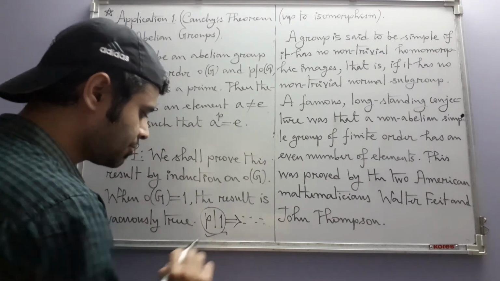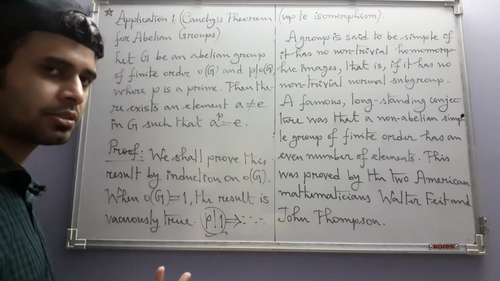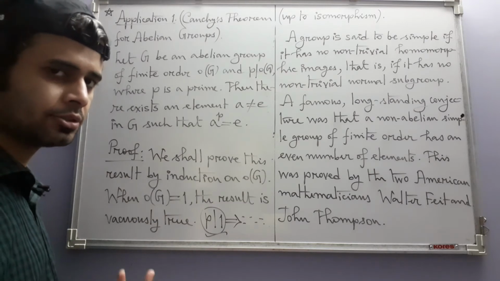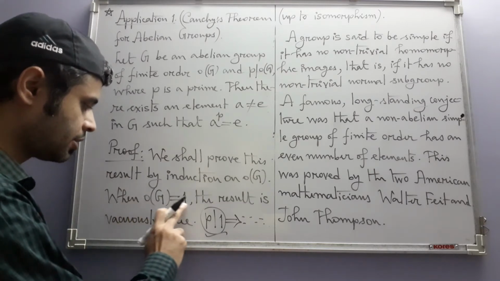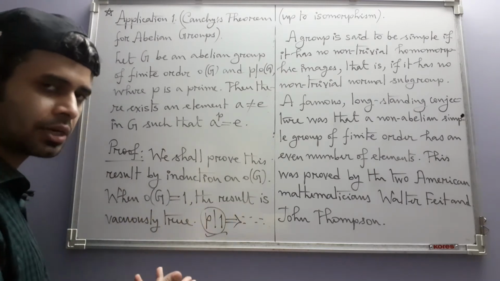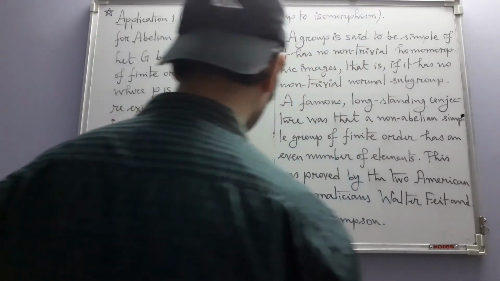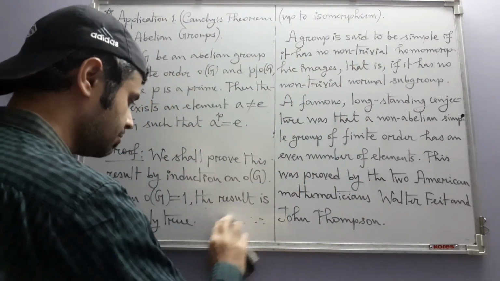So here the hypothesis is false. So that means the implication is vacuously true. So that's why we are saying that when order of G is 1, the result is vacuously true. And this is the basis for our induction.